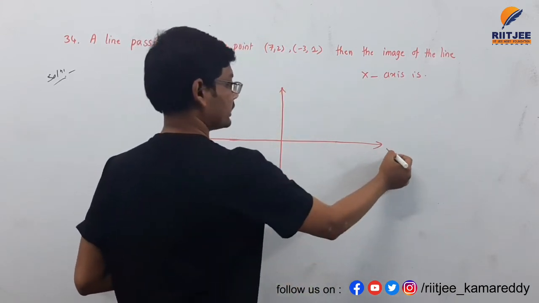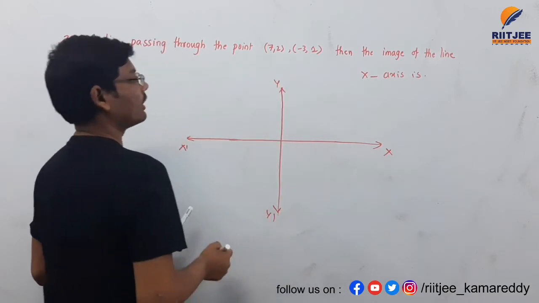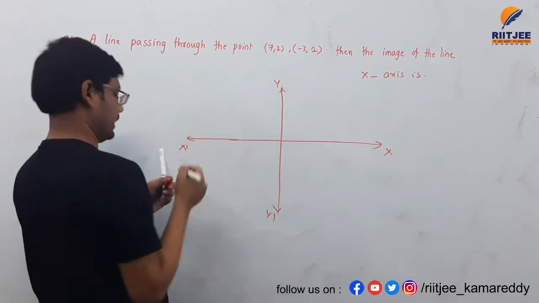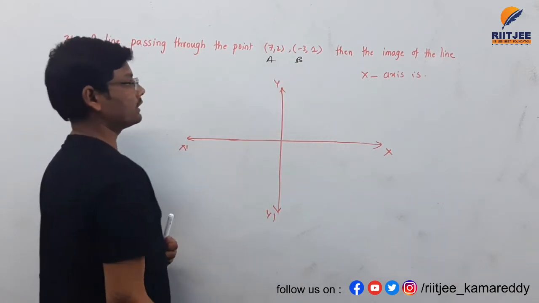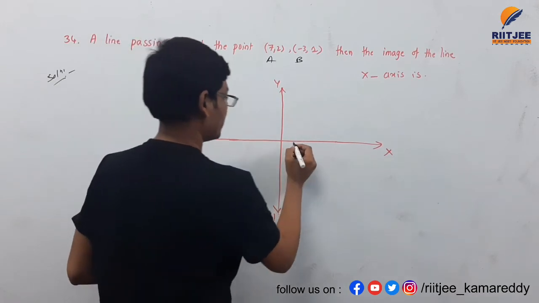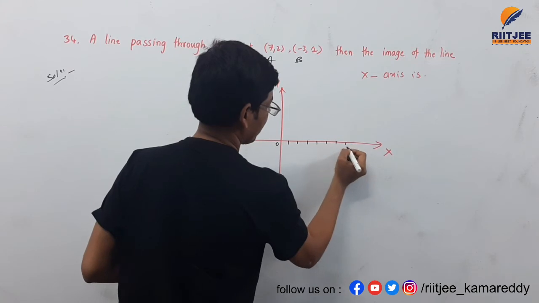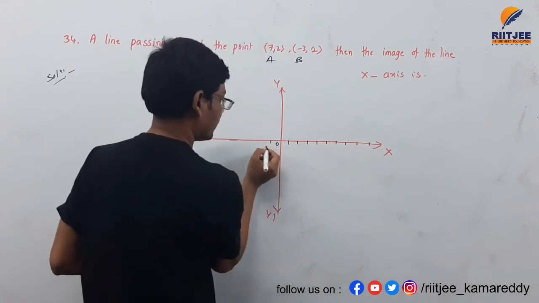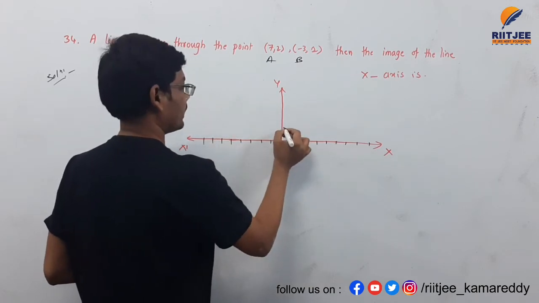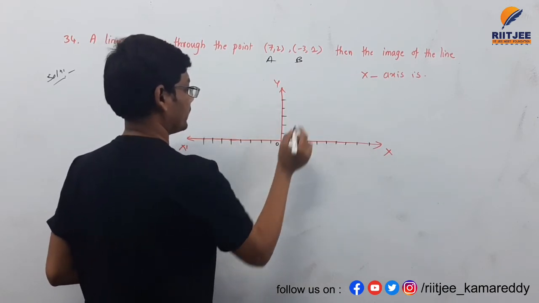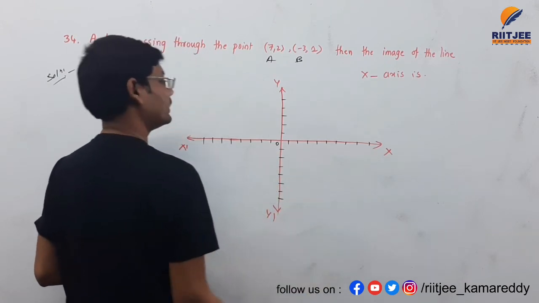This is x and x dash, y and y dash here. So let's plot the points here. This is point A, and this is point B. Let's plot the points here. 0, 1, 2, 3, 4, 5, 6, 7, 8, 9 along the axis, and similarly on the other sides.